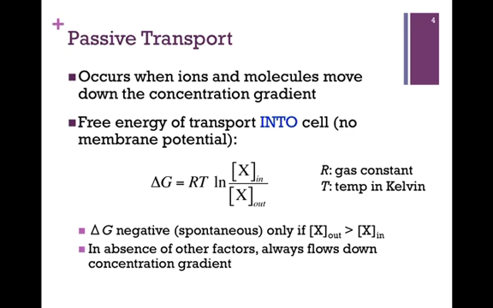In other words, transport is spontaneous or passive only if that ratio of concentrations of our substance in versus out is less than 1 because we're on a log scale, which means that the concentration must be higher outside the cell than inside the cell. But this is what we've already determined conceptually, that the molecule will flow down its concentration gradient, and so in order to flow into the cell, the concentration must be higher outside the cell. But this is our mathematical expression for that concept. So in the absence of other factors, a substance will always flow down that concentration gradient.